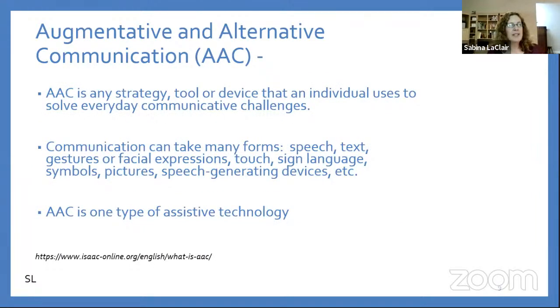So the thing to remember is that AAC is only one type of assistive technology. So the information we are presenting today can be used to document many types of AT in the IEP, including AAC.